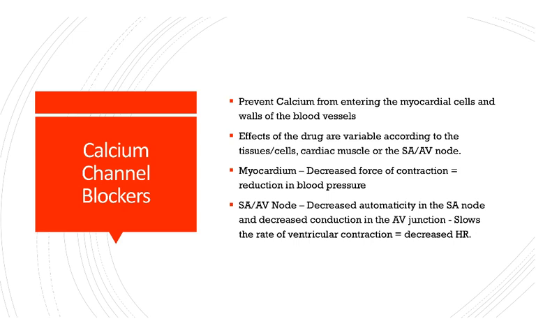Now, the effect on the sinoatrial and the AV node is that there would be decreased automaticity in the sinoatrial node and decreased conduction in the AV node junction. And this is what would slow down the rate of ventricular contraction, and this would result in a decreased heart rate.